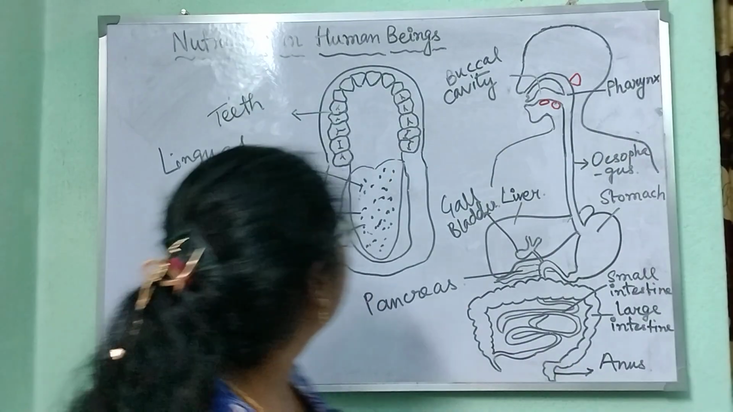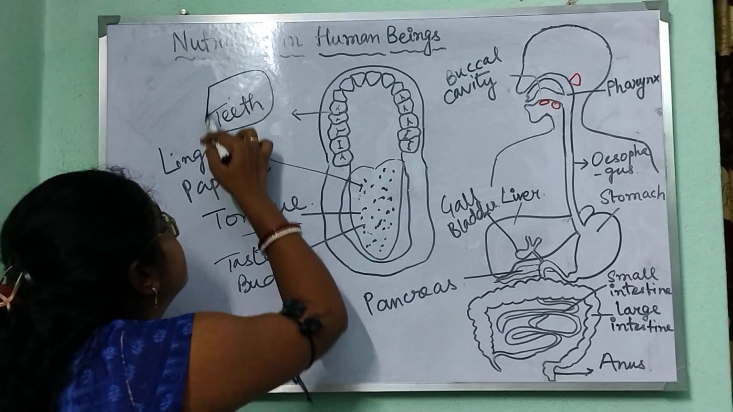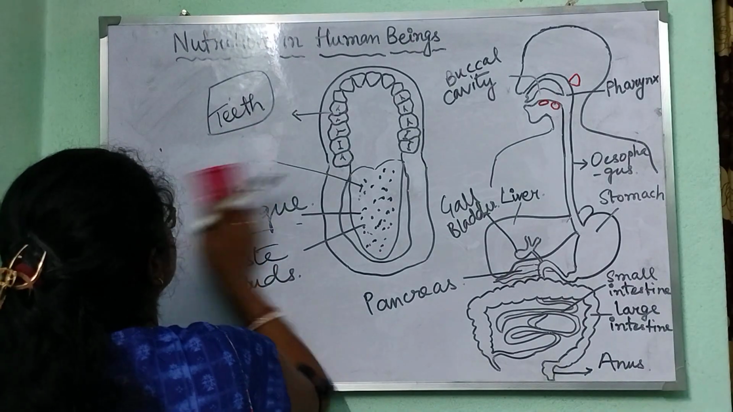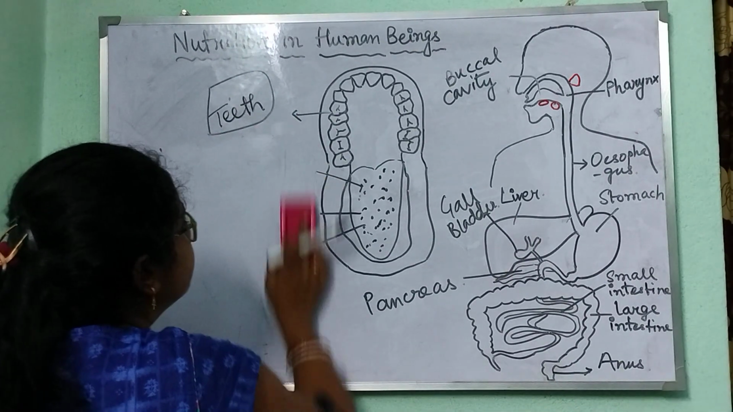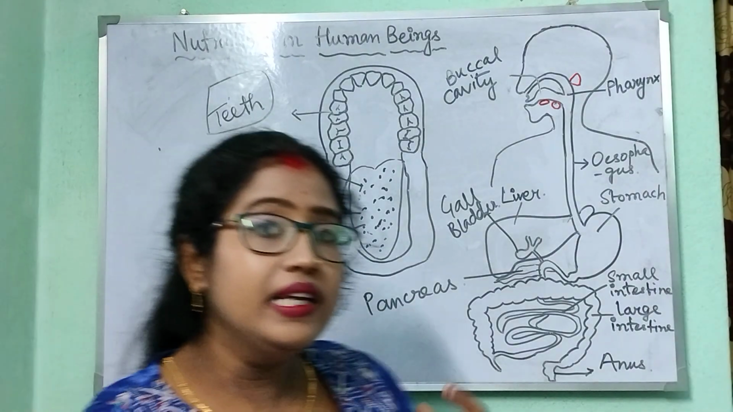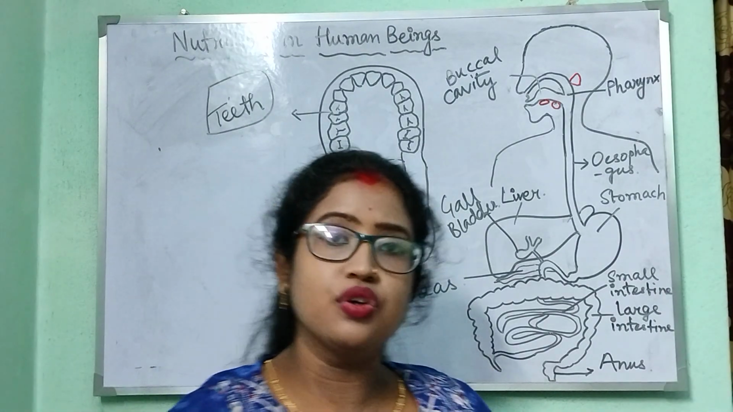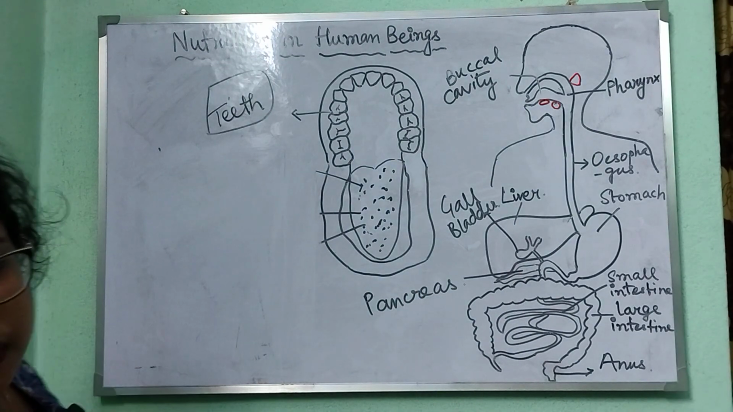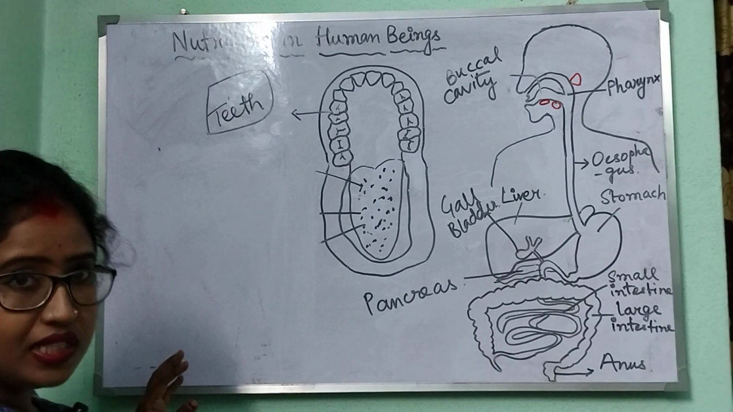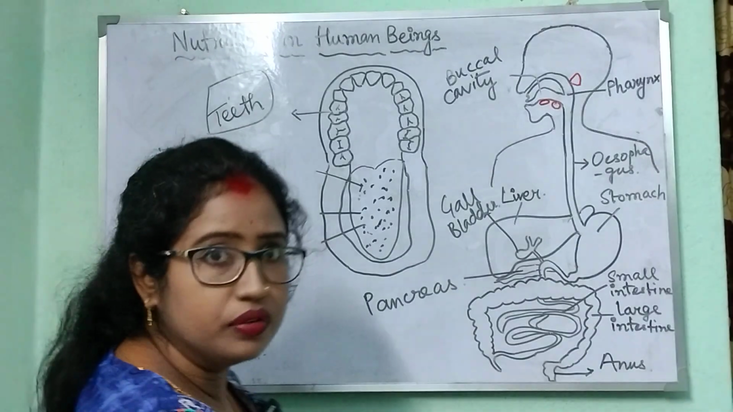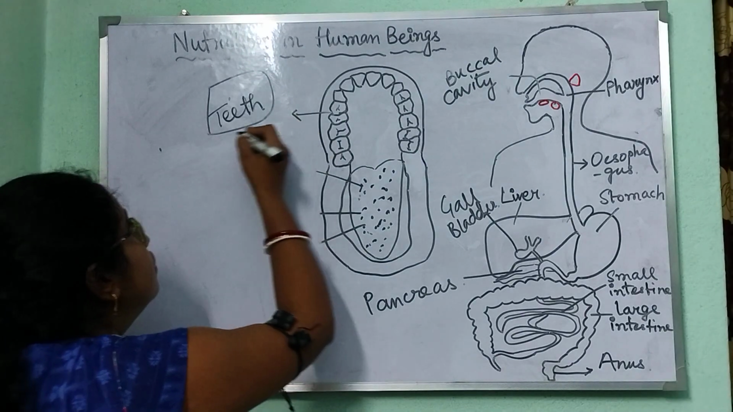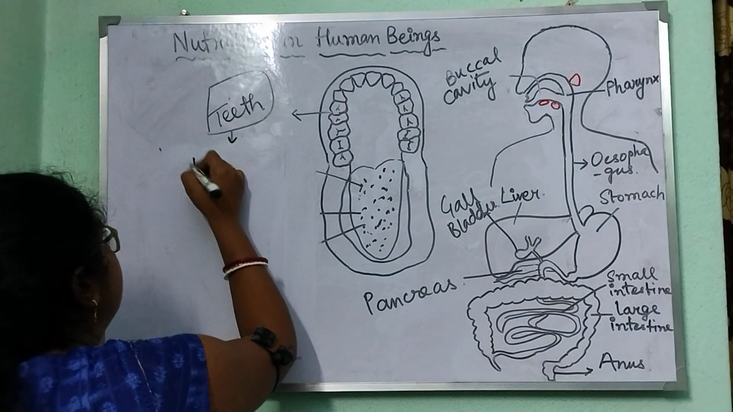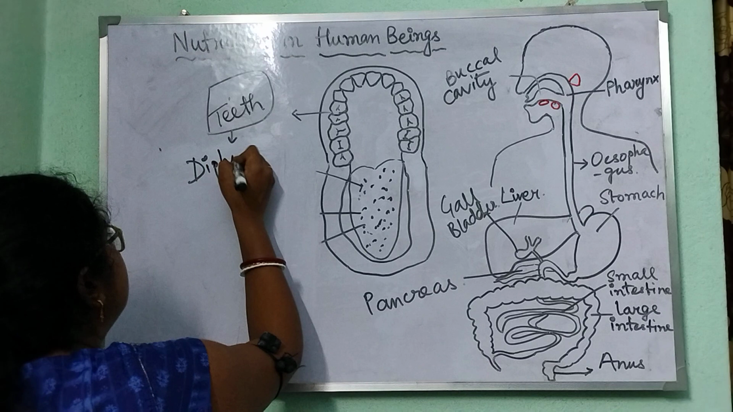Then we come to the next part, that is the teeth. With the help of teeth, we can chew or bite different kinds of food. The teeth are the bony structures in our mouth. We humans are diphyodonts.